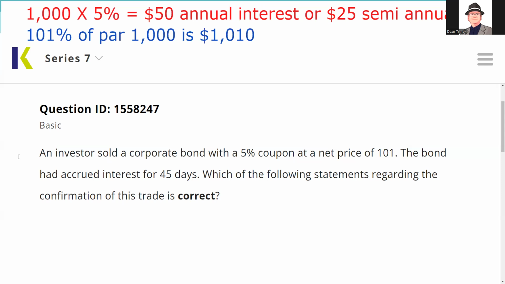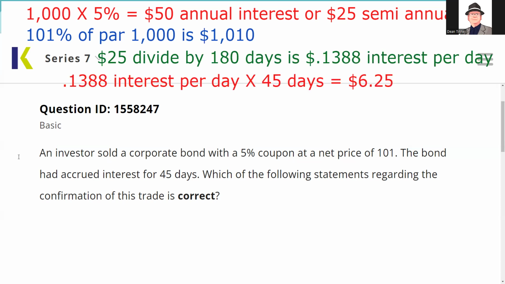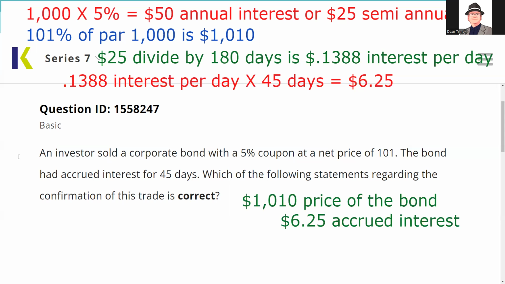Accrued interest, that could be another question, right? You want to think if somebody's adding, somebody's subtracting. All right, so the 1,010, now we've got to figure out how much accrued interest is owed. So we're going to do 25 divided by 180, and we find it's almost 14 cents in interest per day, where that $25 represents the entire 6-month time frame of 180 days. We have 45 days here of accrued interest. So I take the interest per day, multiply it by 45, and I find that $6.25 is going to be the dollar amount of the accrued interest. So that's the total dollar amount on the confirm, and that's the answer.